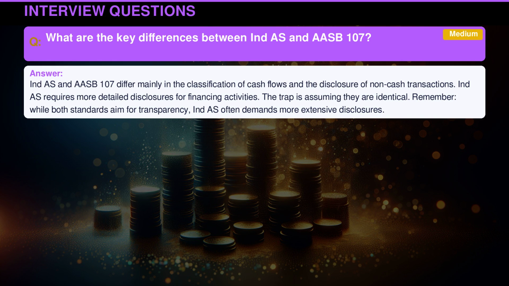Indian Accounting Standard and AASB 107 differ mainly in the classification of cash flows and the disclosure of non-cash transactions. Indian Accounting Standard requires more detailed disclosures for financing activities. The trap is assuming they are identical. Remember, while both standards aim for transparency, Indian Accounting Standard often demands more extensive disclosures.